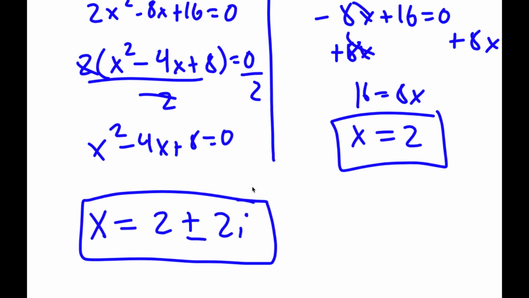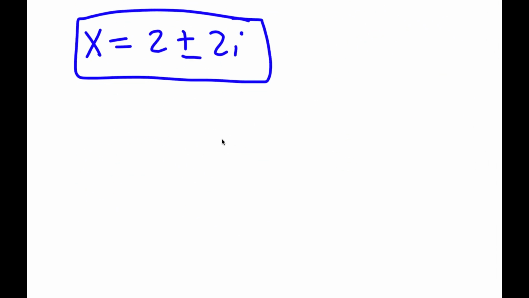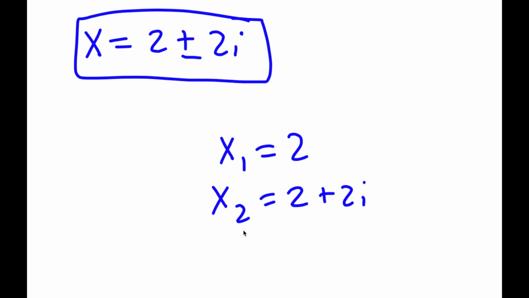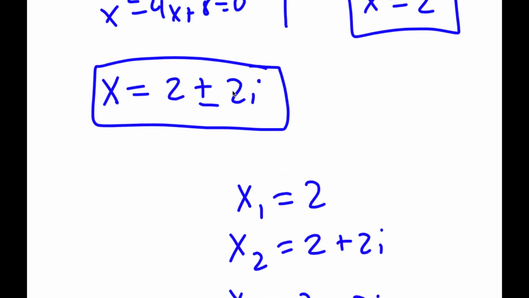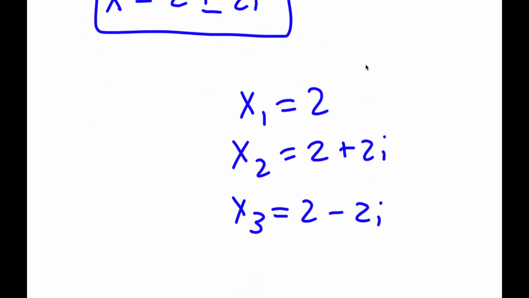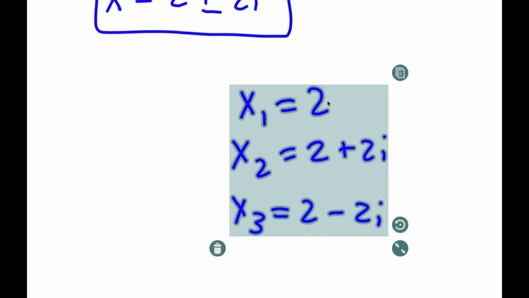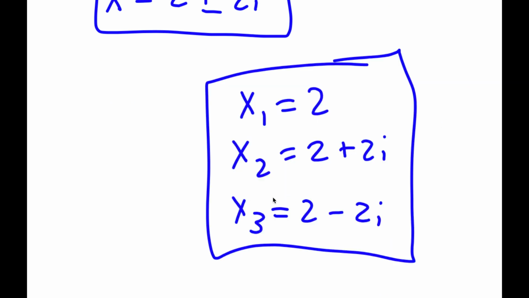So if you use the quadratic formula, this is the result that you should get. So these are my three solutions to this problem. My first solution is x = 2. My second solution is x = 2 + 2i. And my third solution is x = 2 − 2i. So these two solutions are imaginary, and I have one real solution.